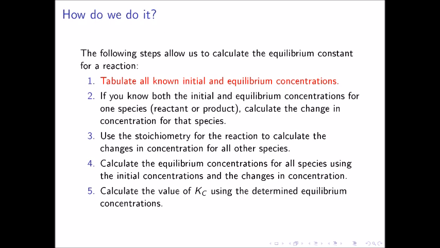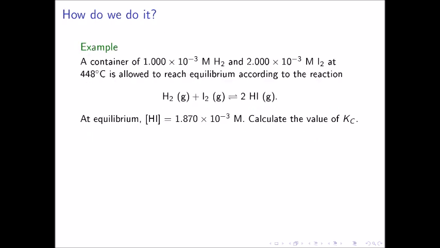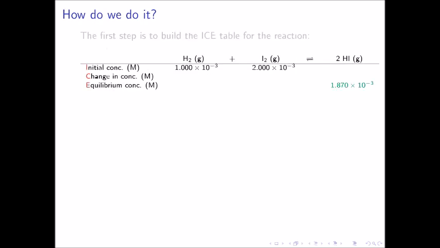Recall step 1 is to tabulate all known initial and equilibrium concentrations. Returning to the problem, we see that we initially have 1 times 10 to the minus 3 molar H2 and 2 times 10 to the minus 3 molar iodine. Additionally, we see that at equilibrium, we have 1.870 times 10 to the minus 3 molar HI. We can now add these values to our ice table.